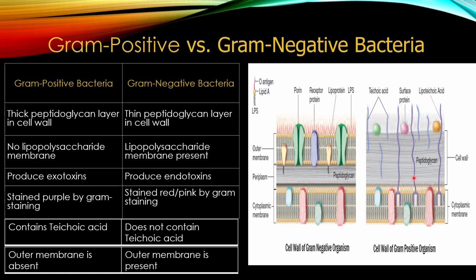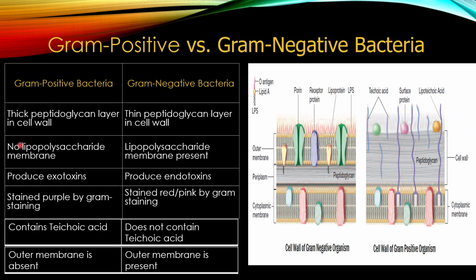In gram positive bacteria, as you can see in the picture over here, this is your gram positive organism, and look at the peptidoglycan layer. It is this much, so it is very thick. Whereas in the gram negative organism, as you can see in the picture, it has a very thin peptidoglycan layer. Comparing with it, this is very thin. Okay, that is the first difference.